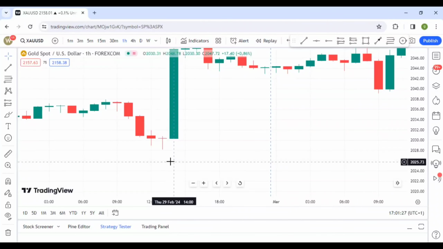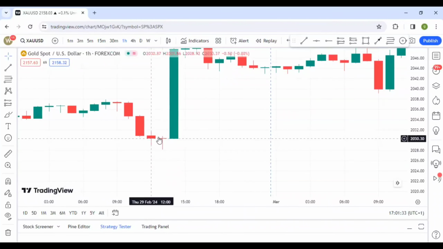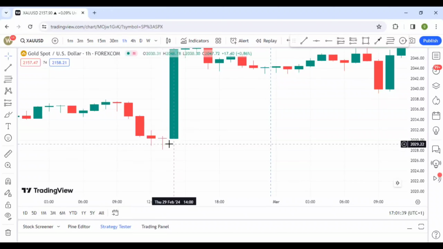When you spot a dragonfly doji at the bottom of a downtrend, wait for the next candle to close above the high of the dragonfly doji, which is this one, to confirm the existence of bullish force, to confirm that the bulls are truly in charge of the market. When you spot it like this, we open a long position, not a short position. When I say long and short, I mean buying and selling.